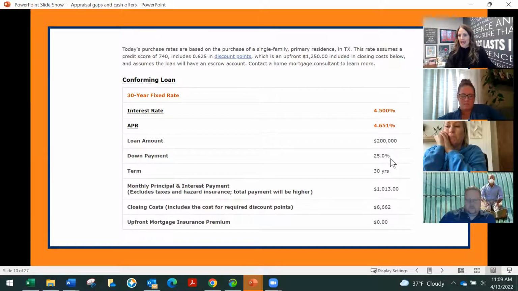But this is what's happening when your clients are looking online. What they stop at is this, and they go, oh, that rate's better. But they don't see all this extra stuff or what is required for down payment or credit score requirements, et cetera. Look at this, closing costs, including required discount points.